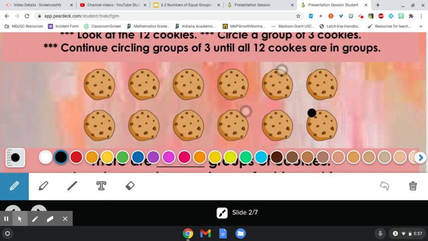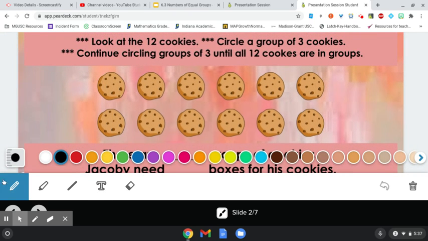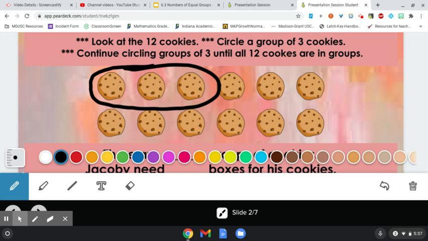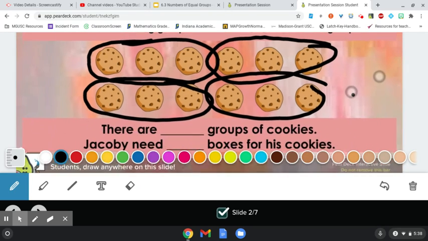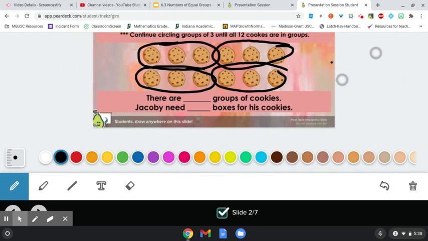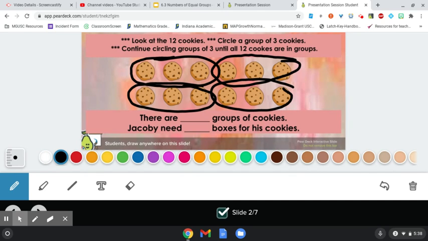Look at the 12 cookies. Circle a group of 3 cookies. So I'm going to go through here just like he did. I'm going to circle 3 cookies. Now, continue circling groups of 3 until all 12 cookies are in groups. 3, 3, and 3. So now we're going to look at the groups of cookies.